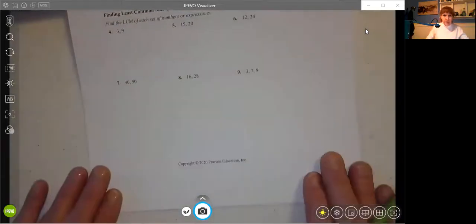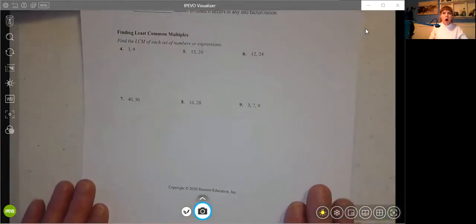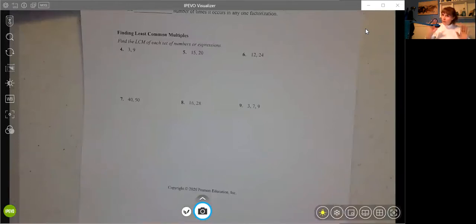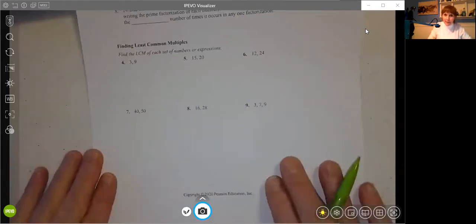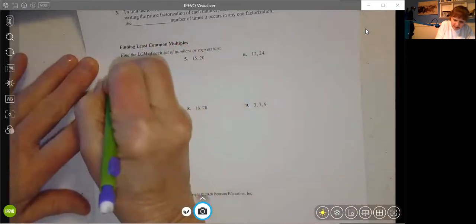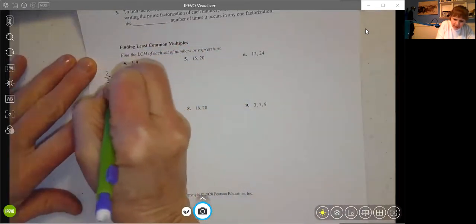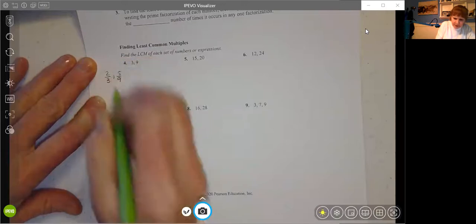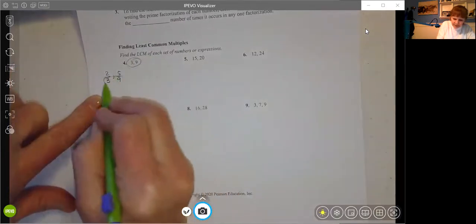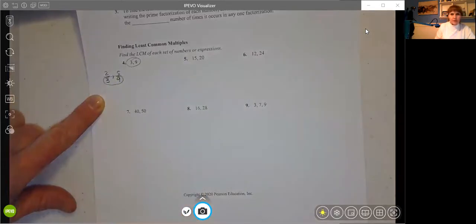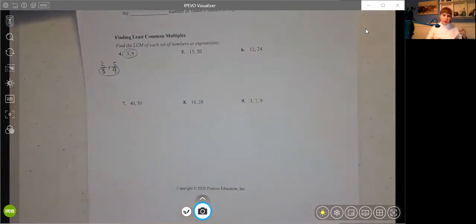All right. So let's look at this one. Oh, they are calling it the least common multiple, but we know it's the least common denominator. Find the least common multiple of each set of numbers or expressions, 3 and 9. So what we have here, these would actually be the denominators of, so for instance, this could be like 2/3 and 5/9. So they're putting these right here. What would both of those go into so that we could have a least common denominator? What would 3 and 9 both go into?